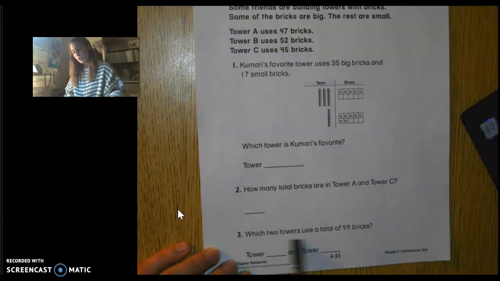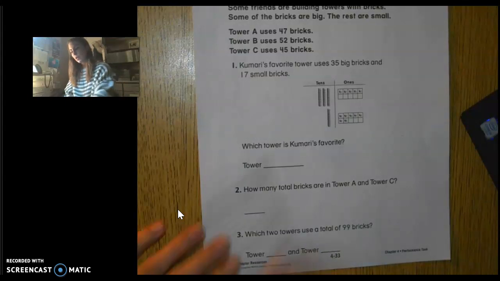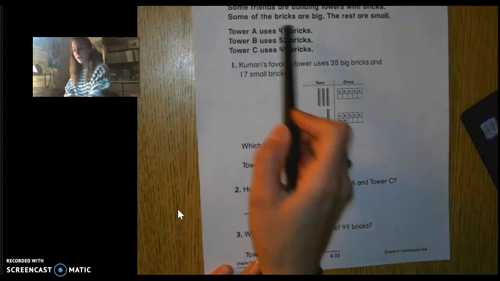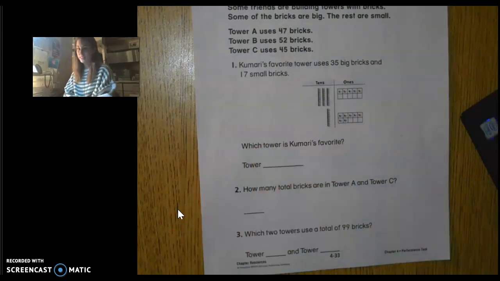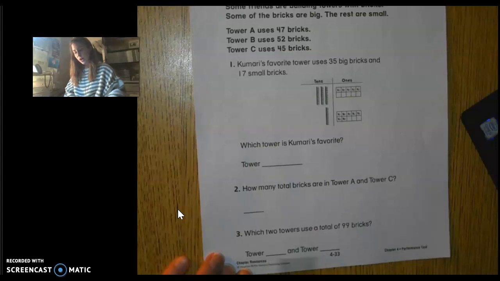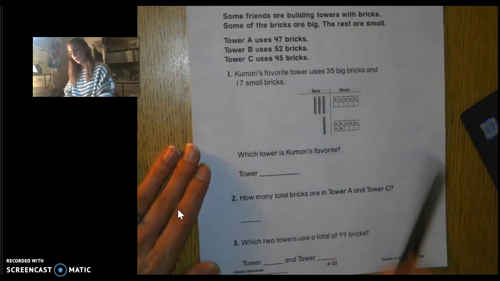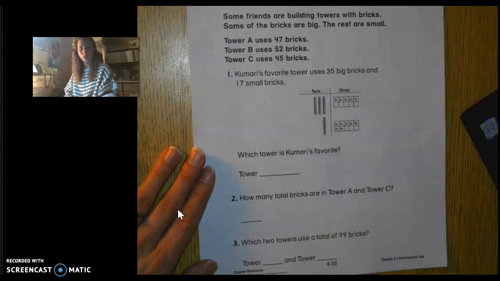Which 2 towers use a total of 99 bricks? So you're going to have to do some addition, and this might be some trial and error. You might add 2 of these towers together, and it does not equal 99. And that tells you you need to choose a different tower. So then you can write the letter of the 2 towers that would add up to 99. Okay? So all of these 3 questions use this information up top about towers.